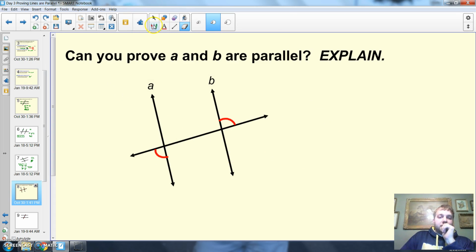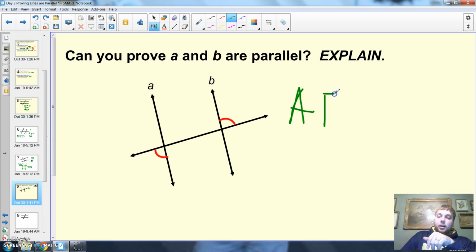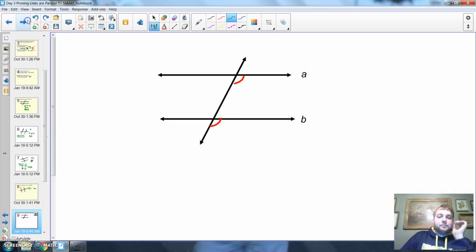Well, let's check this out. I have alternating exterior. If they're parallel, alternating exterior should be the same, right? Ah, so that works, right? They must be parallel. Moving on.